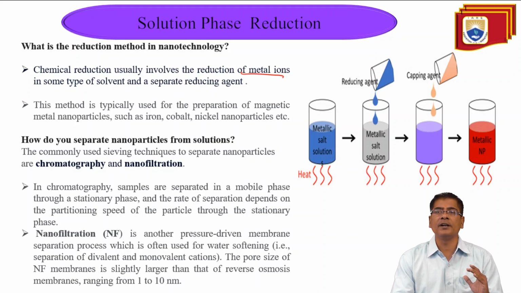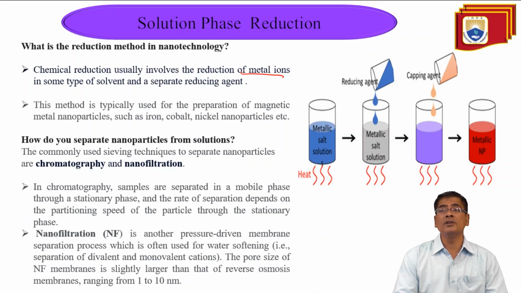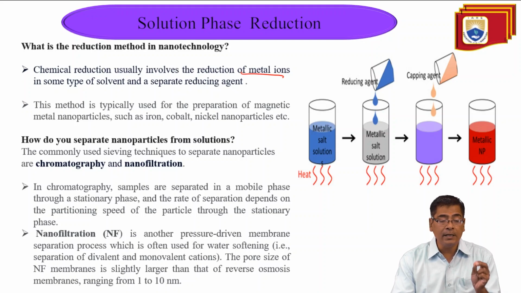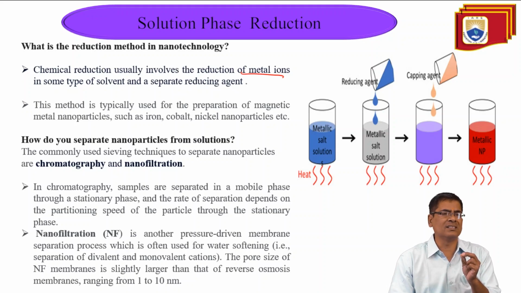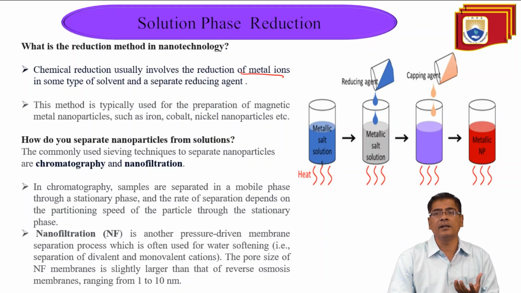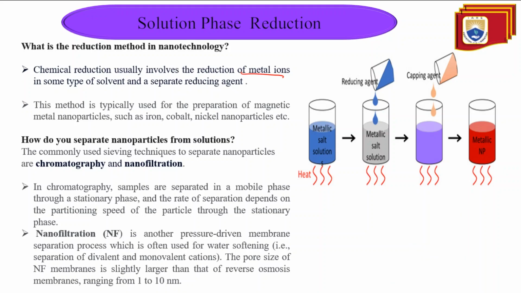This method is typically used for the preparation of magnetic metal nanoparticles. So, solution phase reduction is a method used for the preparation of magnetic metal nanoparticles, and magnetic nanostructures can be fabricated this way. The metals used are iron, cobalt and nickel. These are the three important metals for the fabrication of magnetic nanostructures.